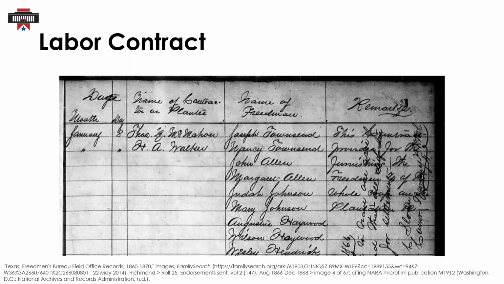This Freedmen's Bureau labor contract from Fort Bend County shows the names of landowners and the African Americans exchanging their labor for payment. The remarks column usually includes the terms of the contract, which for this example provides, quote, furnishing the freedmen 1/4 of the whole crop. These contracts can be combined with other resources clustered around the time of emancipation to research genealogical connections.